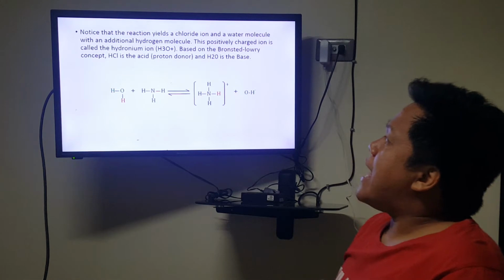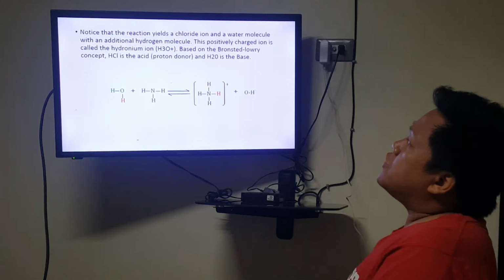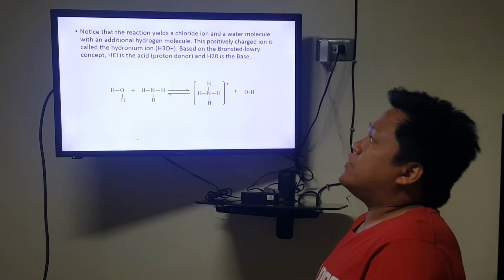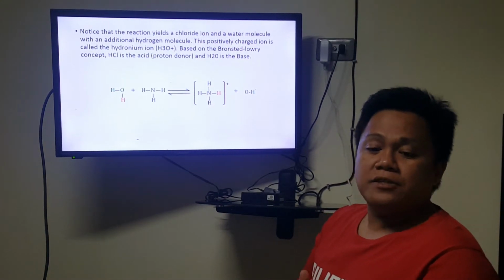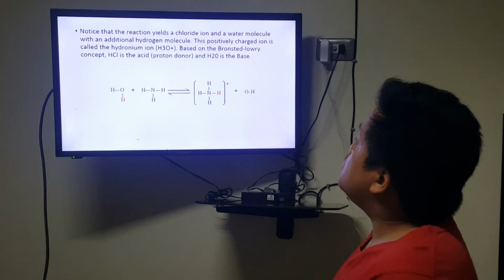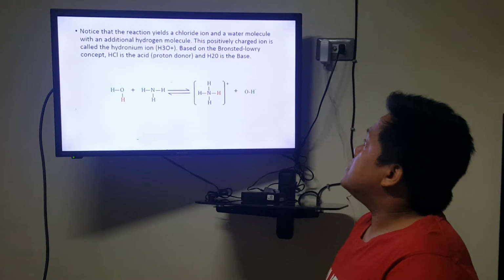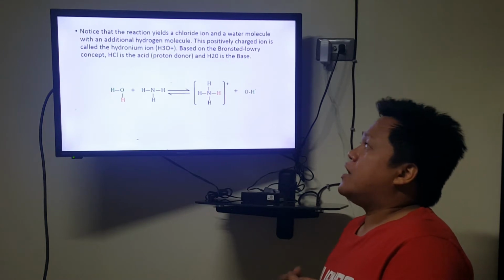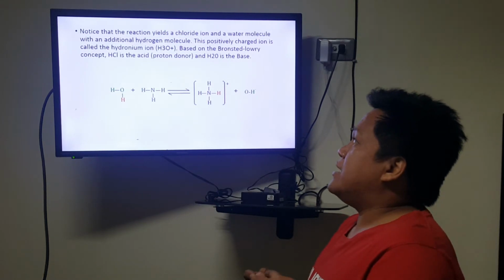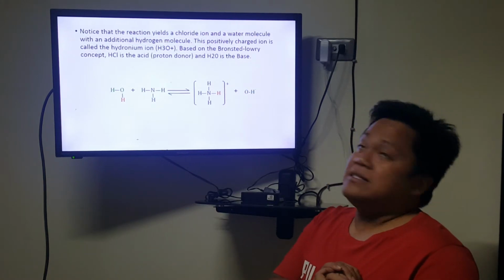Notice that the reaction yields a chloride ion and a water molecule with an additional hydrogen ion. This positively charged ion is called the hydronium ion, H3O+. Based on the Bronsted-Lowry concept, HCl is the acid, the proton donor, and H2O is the base.